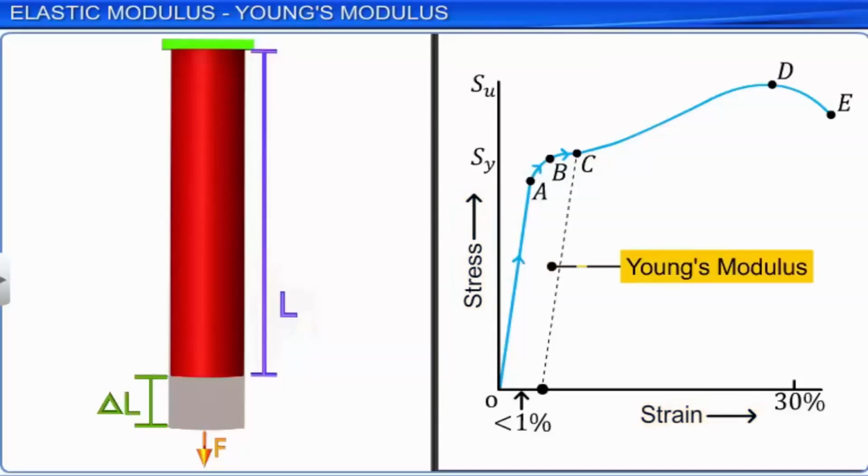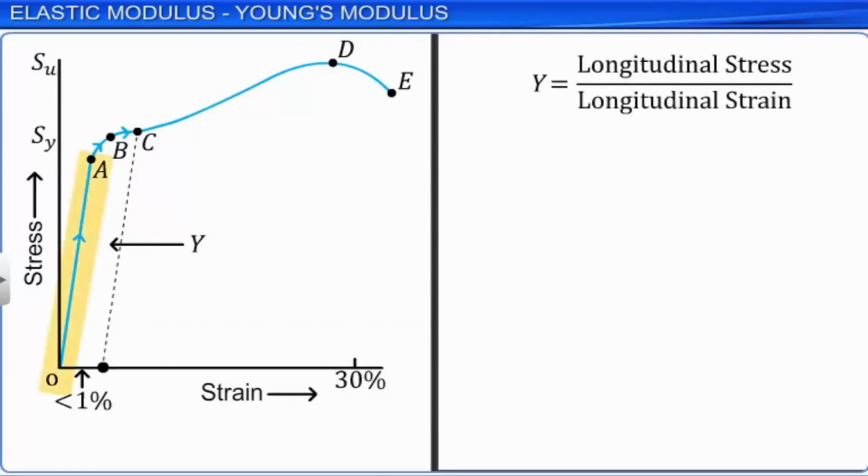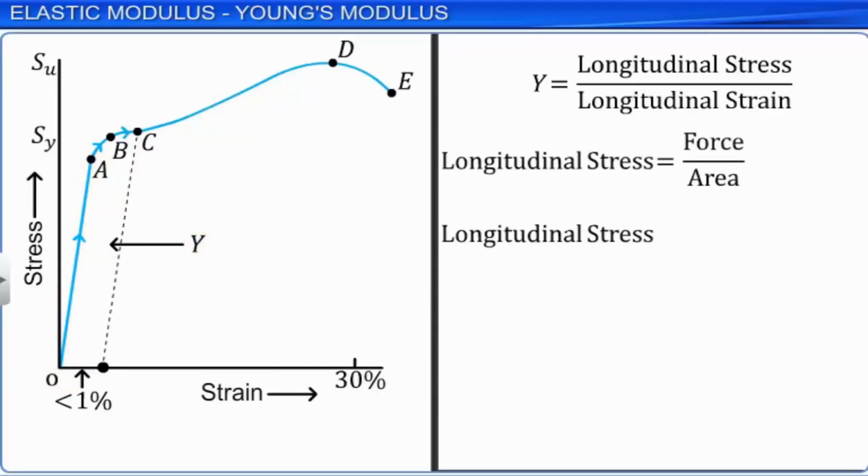Young's modulus is calculated as the ratio of longitudinal stress to longitudinal strain in OA and is denoted by the symbol Y. Longitudinal stress is measured as the ratio of the applied force F to the area A of the face to which force is applied.